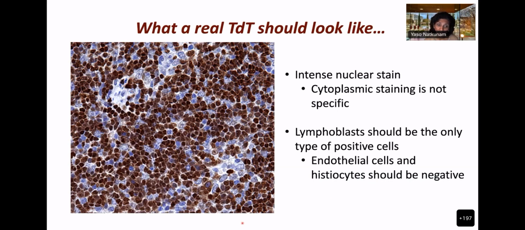Sometimes you get a slide that looks very brown. Everything is positive, including your endothelial cells and histiocytes. Endothelial cells are a very good tip-off. If they are positive, be very cautious how you interpret the TDT. So DLBCLs can be misdiagnosed this way, especially in a B-ALL that presents in an extranodal site or the mediastinum. And so it's very important to pay attention to your TDT.